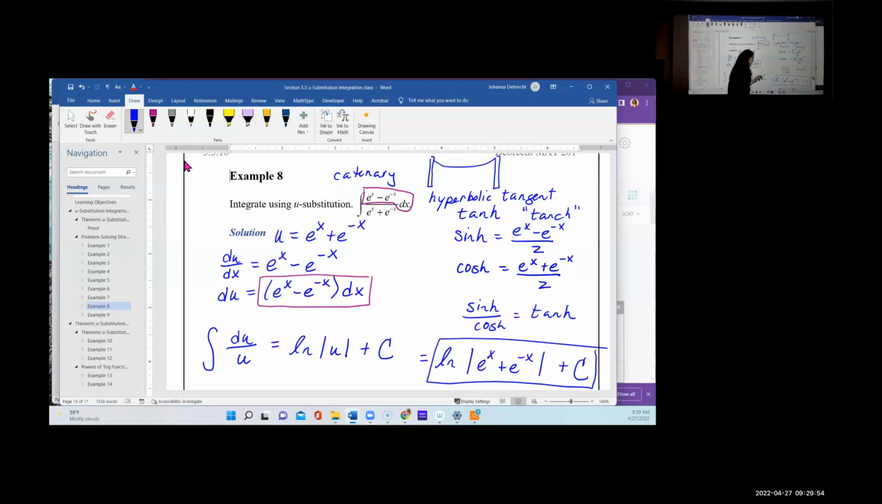Now, I should mention that because the exponential function, both of these are strictly positive, adding them is also strictly positive. So in this particular problem, the absolute values aren't necessary because the functions are positive already. But it's not a bad idea just to leave them, just to remind yourself that when you do take the integral of 1 over u du, you need the natural log of the absolute value of u. But again, in this case, they could be replaced with round parentheses because those are strictly positive functions anyway.